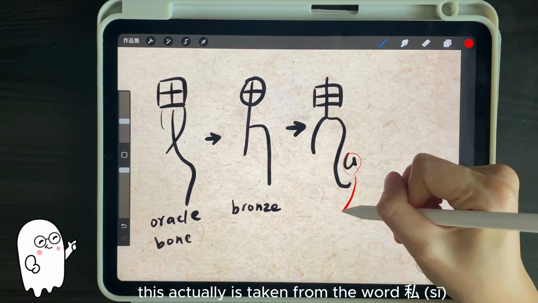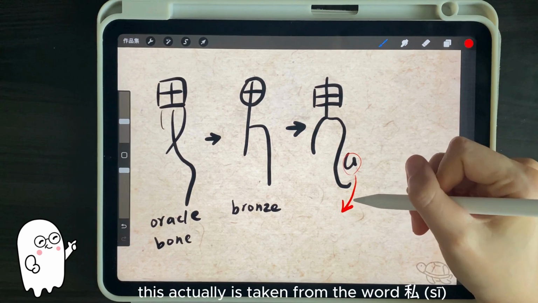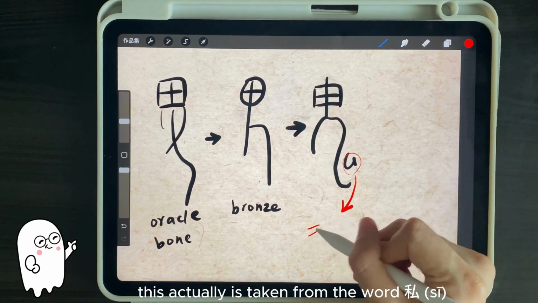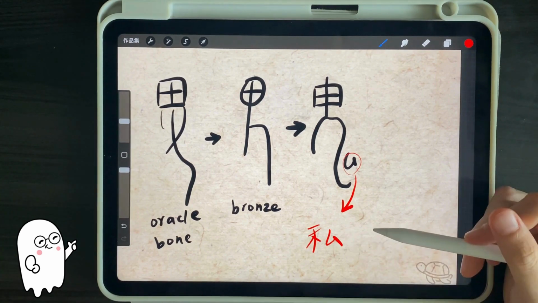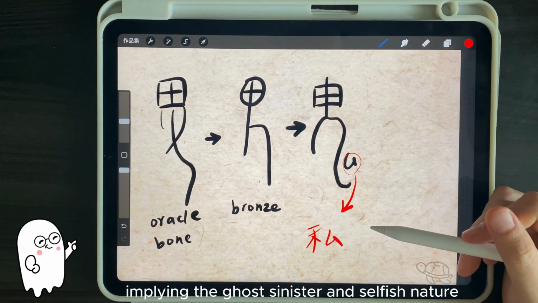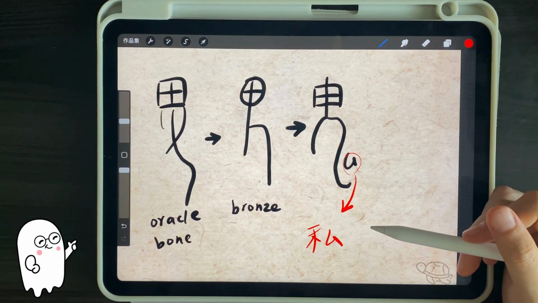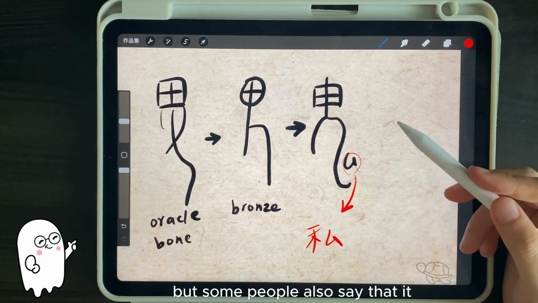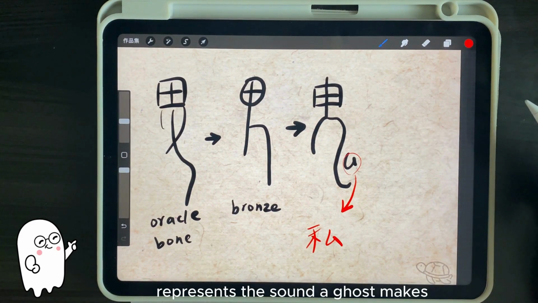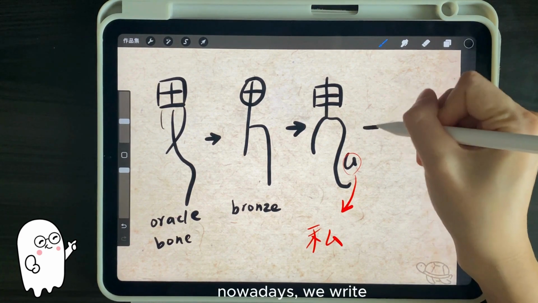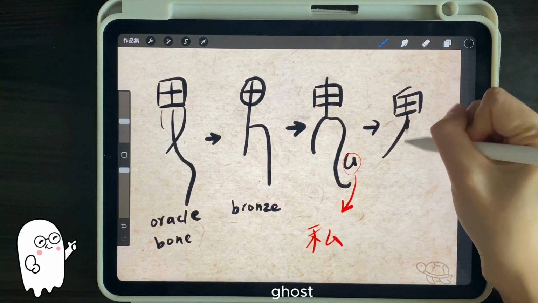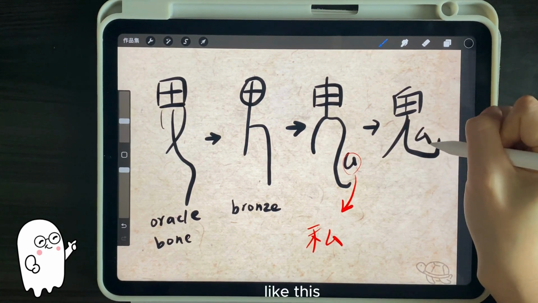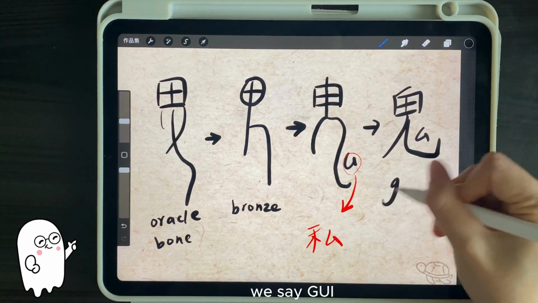This actually is taken from the word 私, which means selfish, implying the ghost's sinister and selfish nature. But some people also say that it represents the sound a ghost makes. Nowadays, we write ghost like this. We say 鬼.